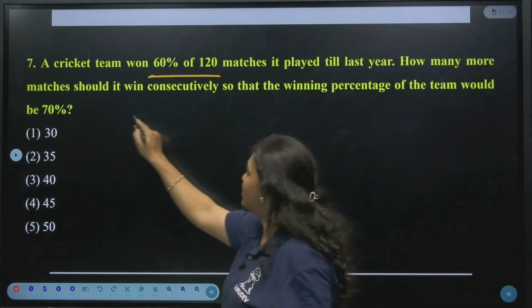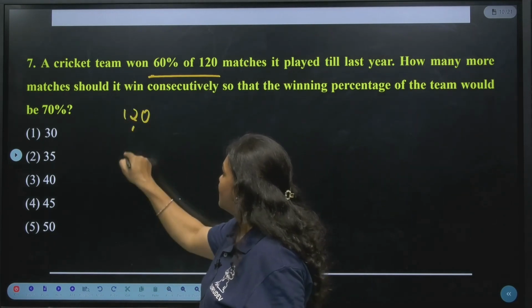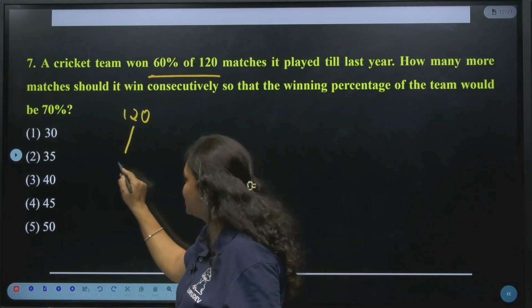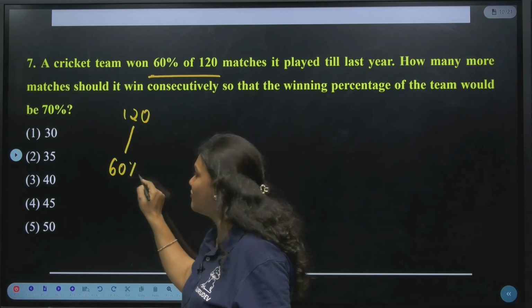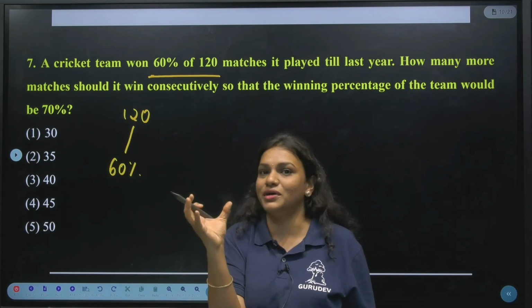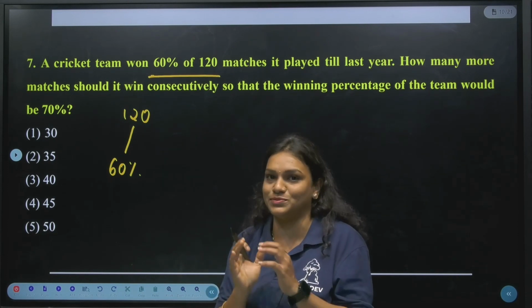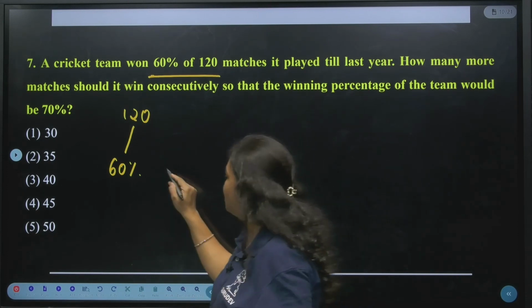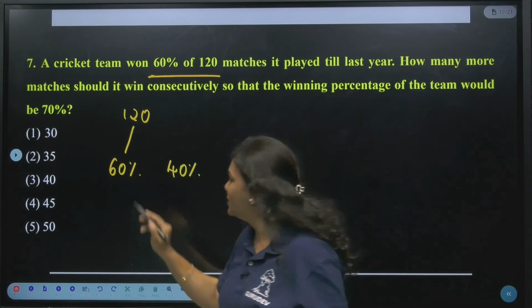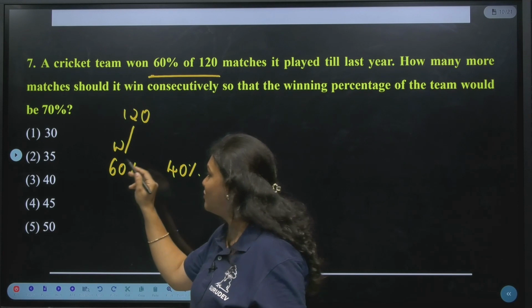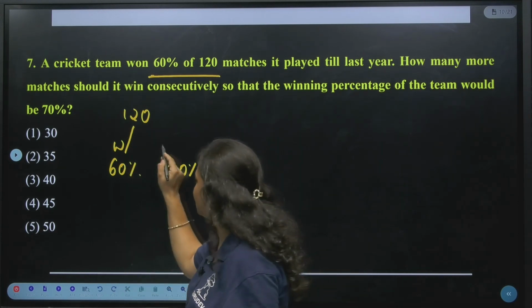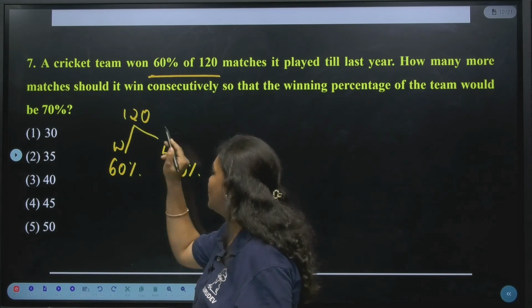Out of 120 matches, the cricket team has won 60%. Only 60% of matches have been won by the cricket team. What about the remaining 40%? The remaining 40% they have lost. Is it clear? Winning is what they have won, which they have given in terms of percentage, 60%. The remaining 40% is the lost one, right?